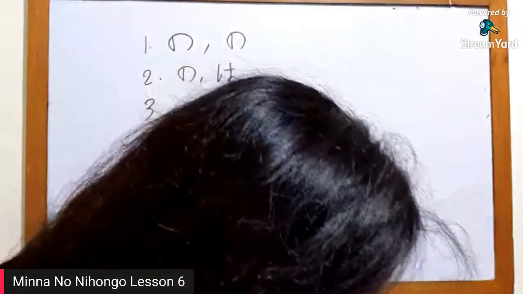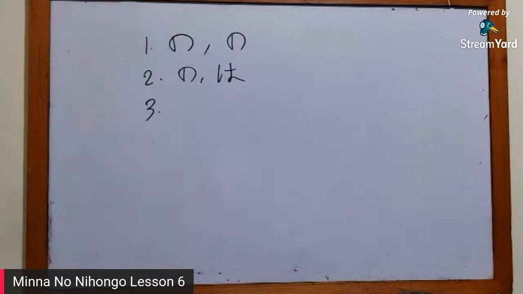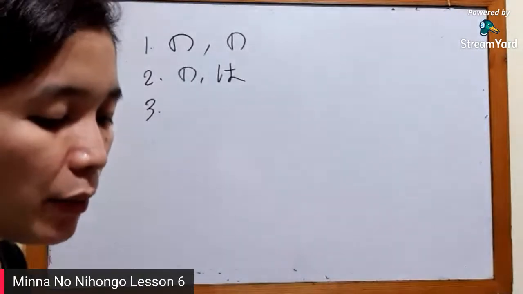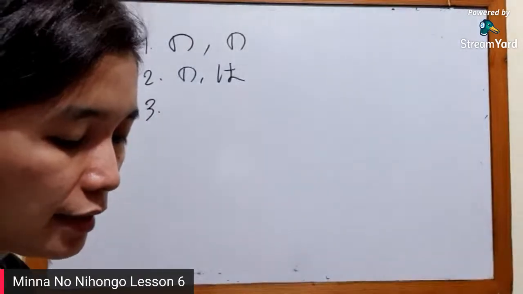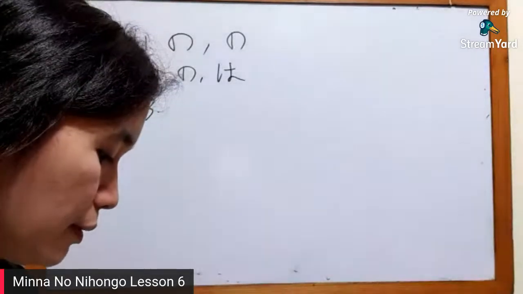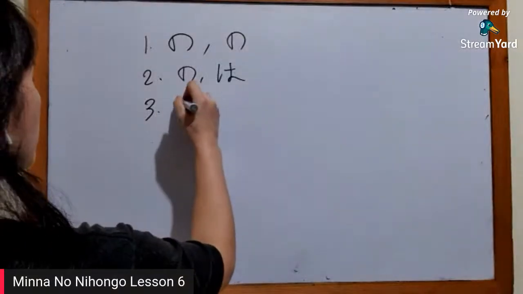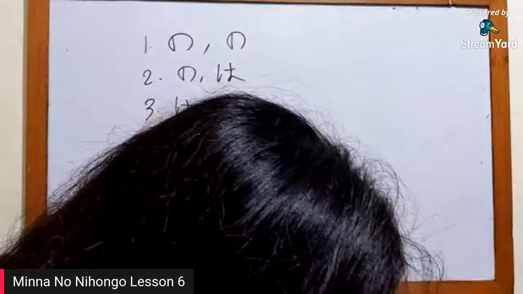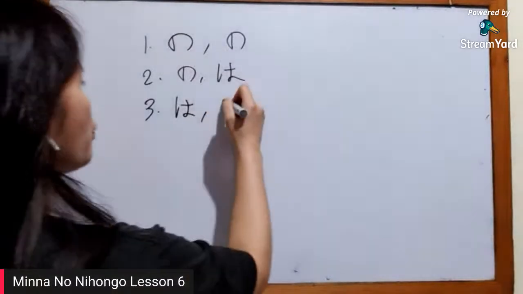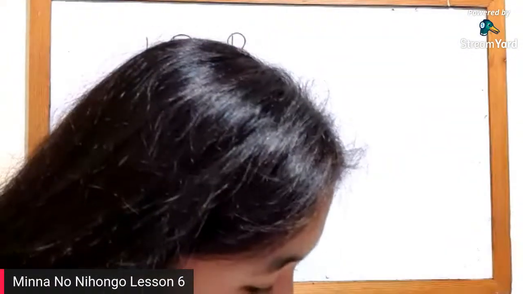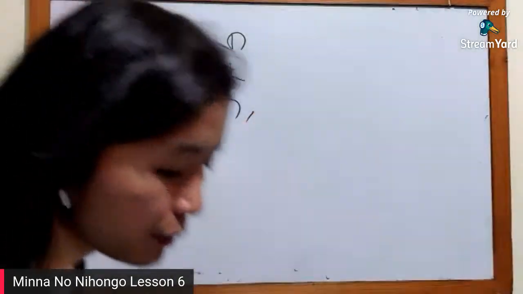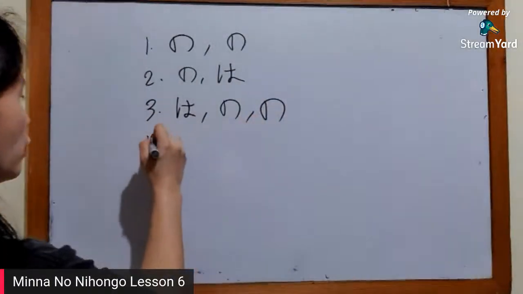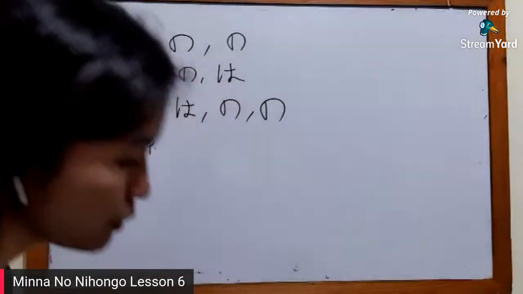Next is number 3. Pawa Denki blank. Nan blank kaisha desu ka? So we have Pawa Denki wa. Pawa Denki wa nan no kaisha desu ka? So we have no. And the answer is Konpyuuta no kaisha desu. So wa, no, no. Okay?